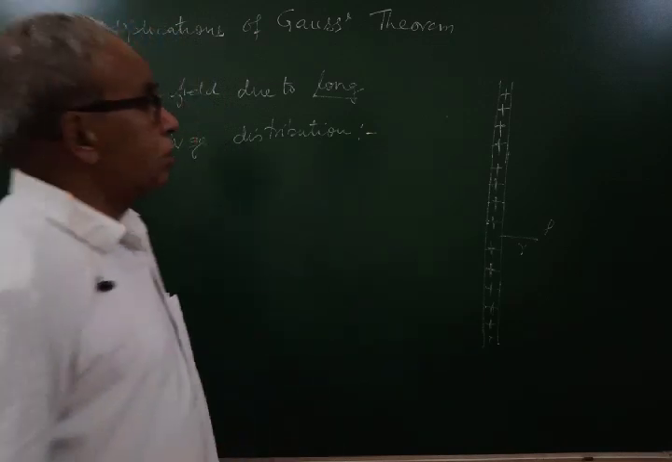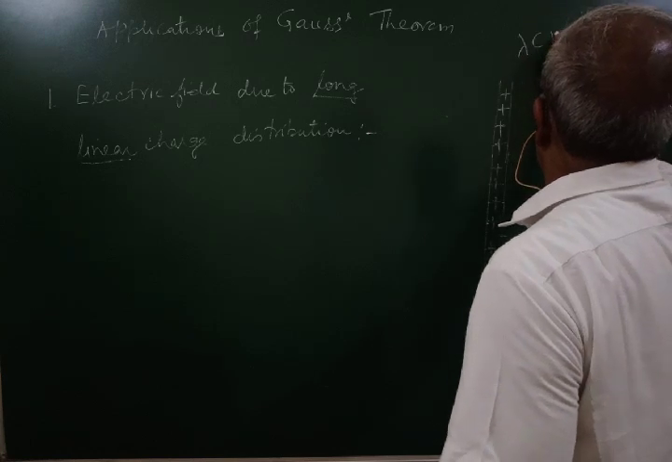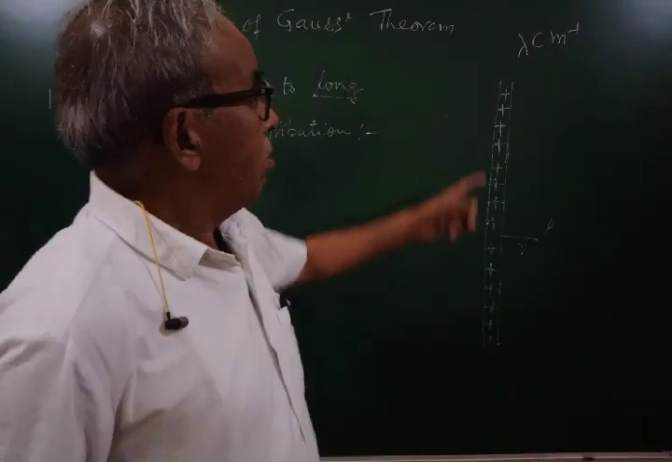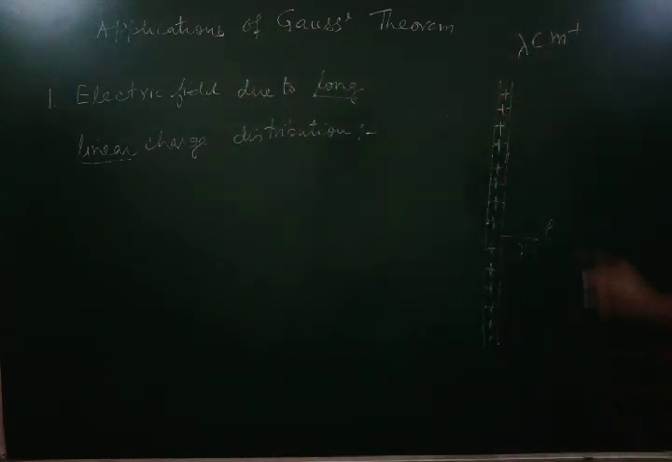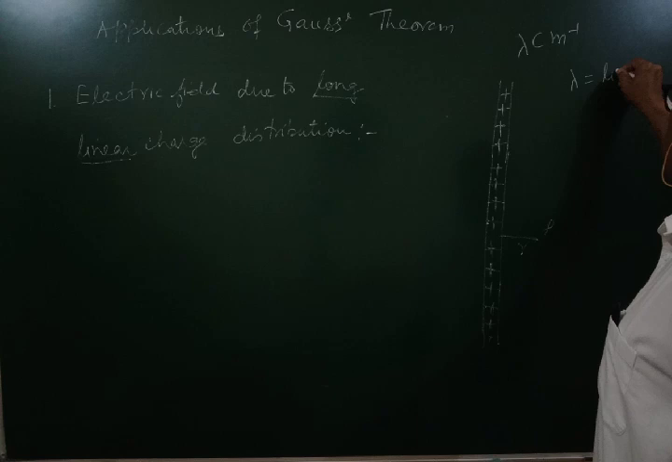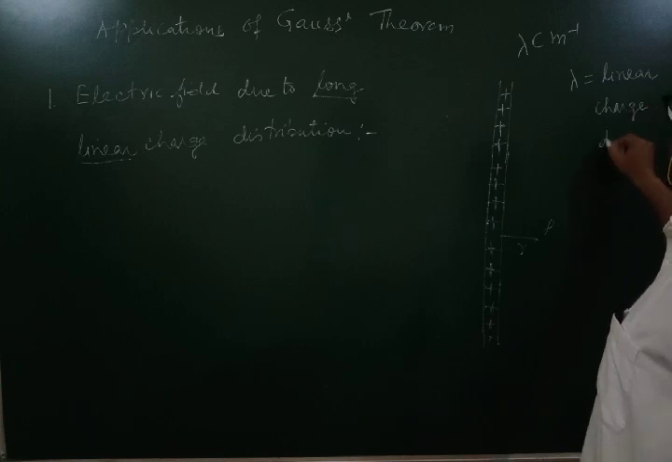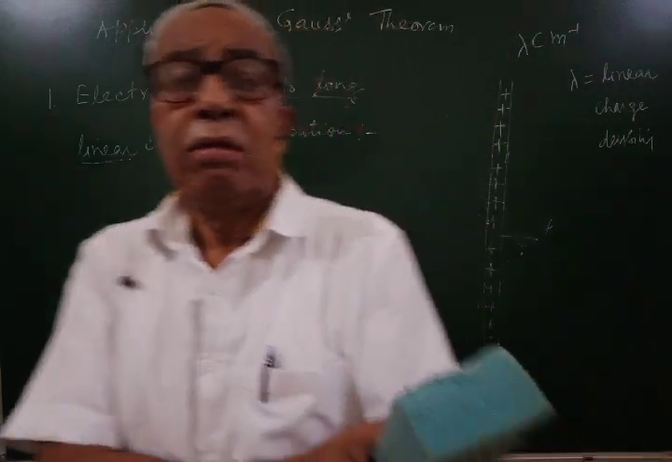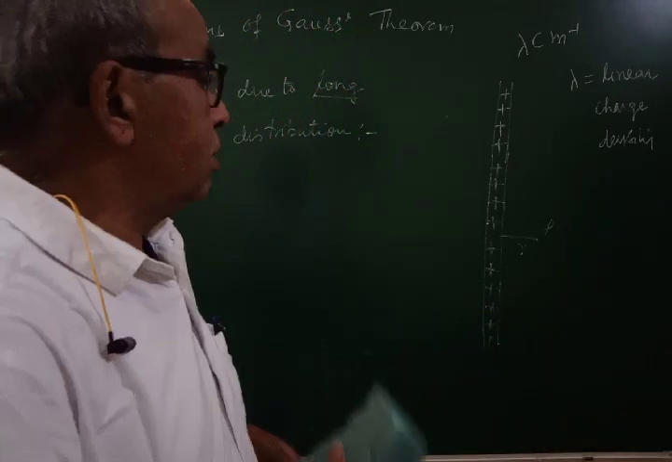Then how to describe this charge? We describe this charge as lambda coulomb per meter. It means on 1 meter length, a charge of lambda coulomb is present, and lambda here is equal to the linear charge density. Charge per length is linear charge density, and charge per area is called surface charge density.